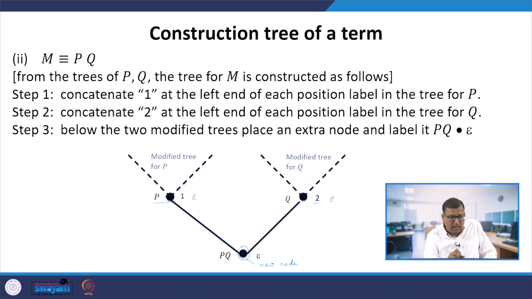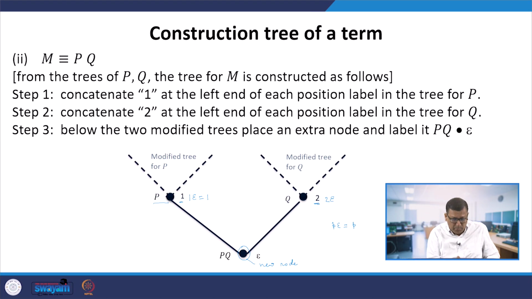Now what it says is, concatenate 1 at the left end of each position label in the tree for P. So here we have epsilon. At the left end of epsilon I will put 1, and here at the left end of epsilon I will put 2. Now any position p epsilon is the same as p. So that means 1 epsilon is equal to 1, so we have got 1 here. Similarly, we have got 2 here.